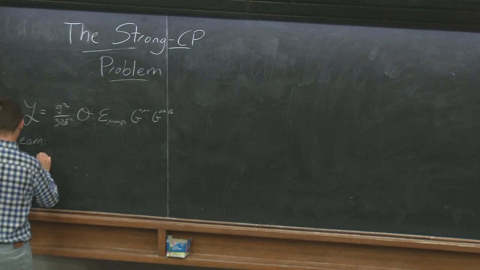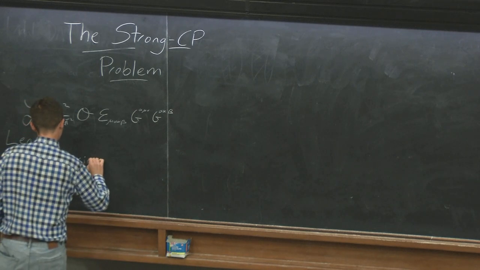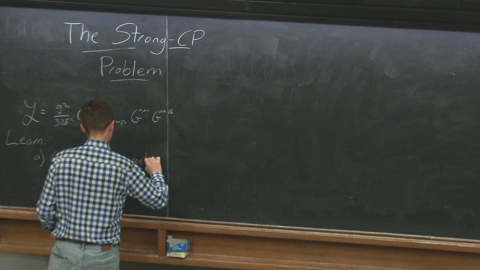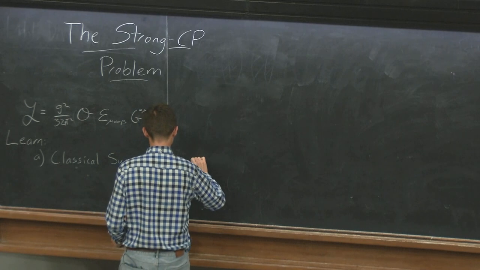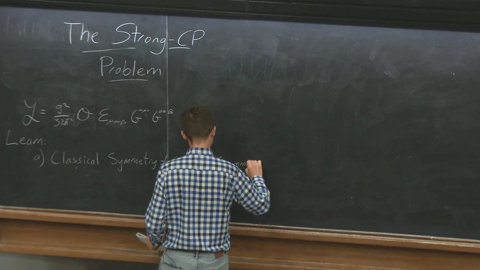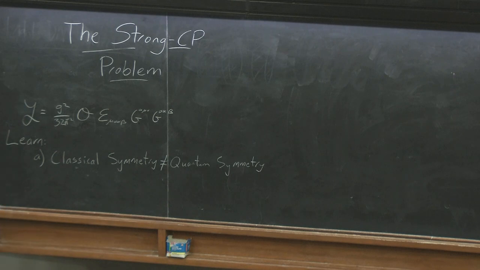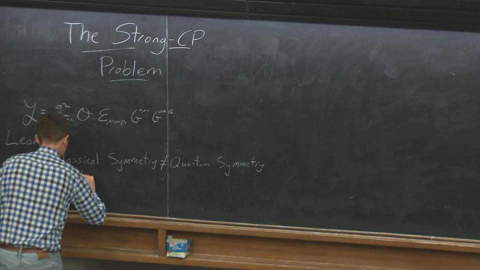And it teaches us two important things. The first is that sometimes a classical symmetry is not a quantum symmetry. This really blew my mind when I first learned it, so we will come to that first. And the second thing that you learn about this term is that total derivatives matter.